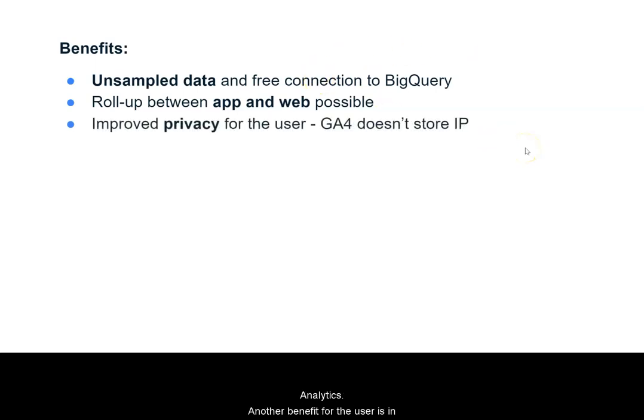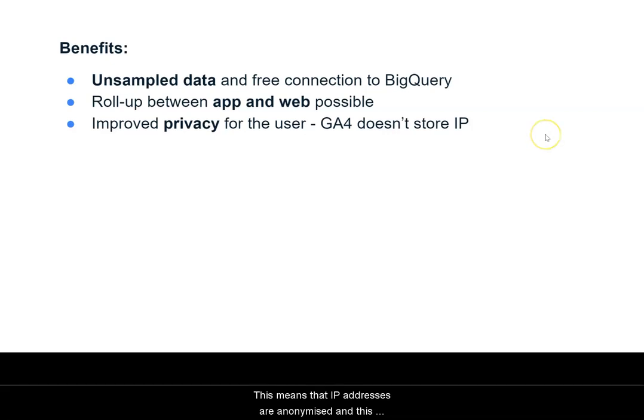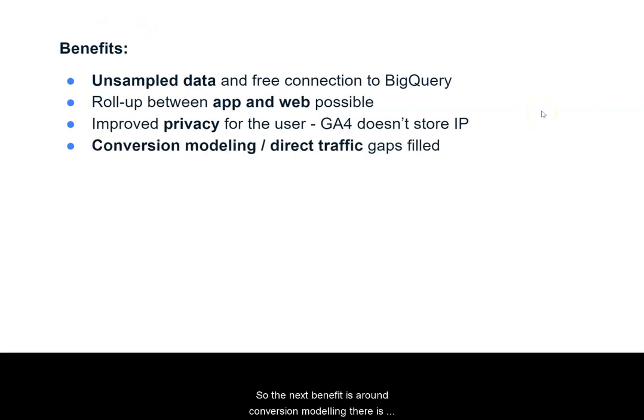Another benefit for the user is improved privacy. GA4 doesn't store IP addresses, whereas in UA, Google does store the IP address. So this means that IP addresses are anonymized, and it's definitely reassuring in terms of GDPR compliance.